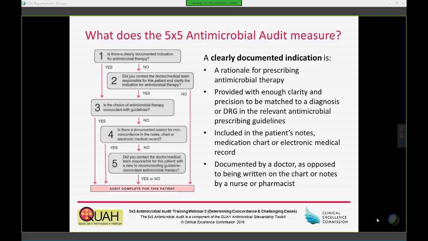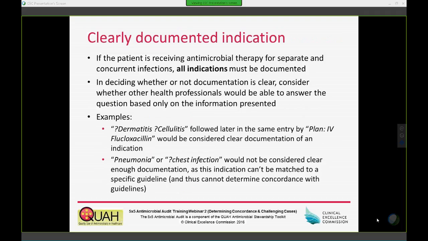If the patient's receiving antimicrobial therapy for separate and concurrent infections, all indications must be documented in order to answer yes for question 1. So say, for example, the patient's on 3 antibiotics and 2 of them are for community-acquired pneumonia, and the third one you're not quite sure what it's for. There doesn't seem to be a reason documented in the notes. It might be an antibiotic that's usually prescribed for a urinary tract infection, but if that's not stated in the notes, then your answer to question 1 would be no.